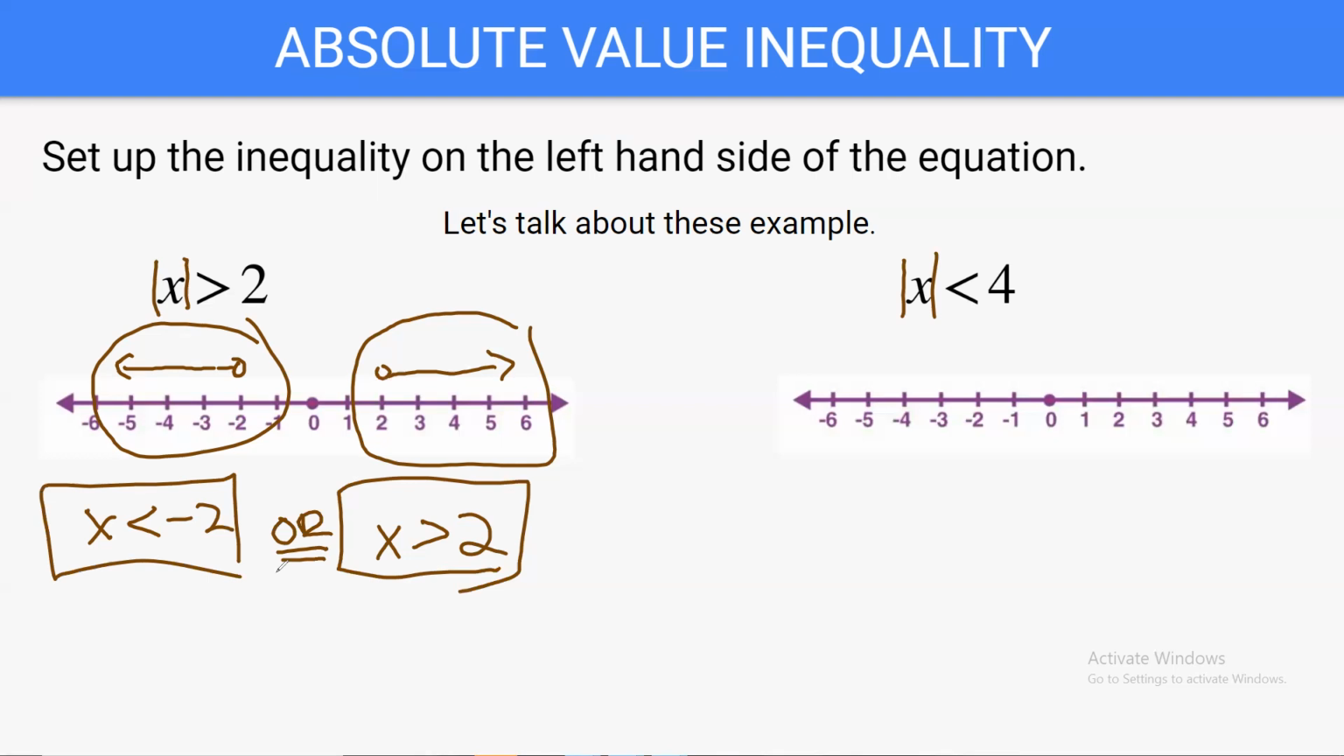Okay. Let's try and do the same thing here with absolute value of X is less than 4. So if absolute value of X is equal to 4, it would be at -4 and 4, correct? If it's equal to. But I want things that are the distance away from 0 is less than 4. The distance away from 0 is less than 4. So what numbers am I talking about?